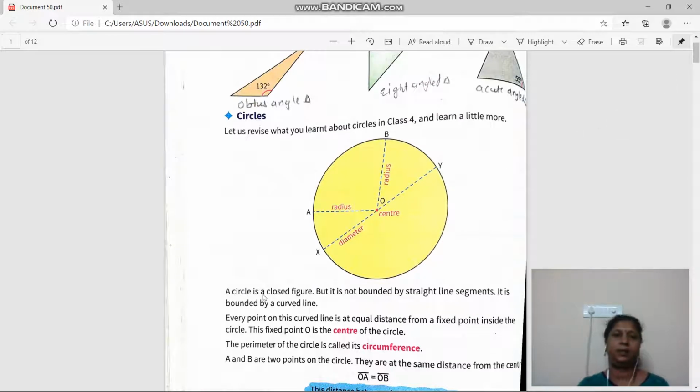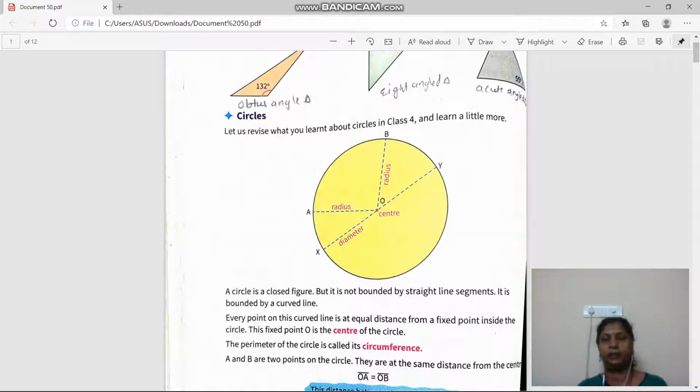A circle is a closed figure, but it is not bounded by straight lines, it is bounded by a curved line. Now next, this center O. Every point on a circle is at a fixed distance from the point, and that point is named the center. Next, the perimeter of a circle is called the circumference of a circle.